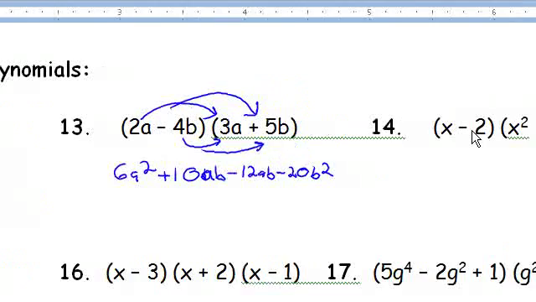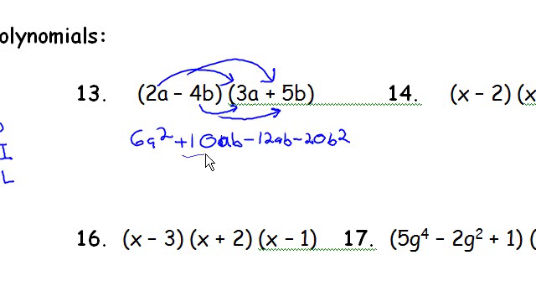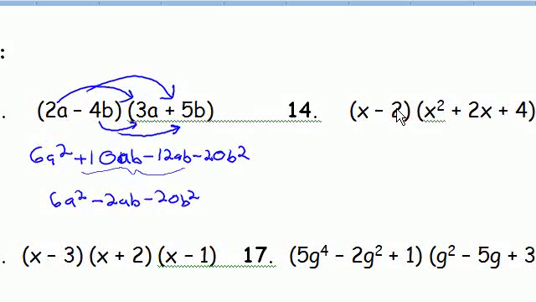Let's look for like terms. These like terms right here in the middle are alike. So that's 6a squared minus 2ab minus 20b squared. Bam! Okay.